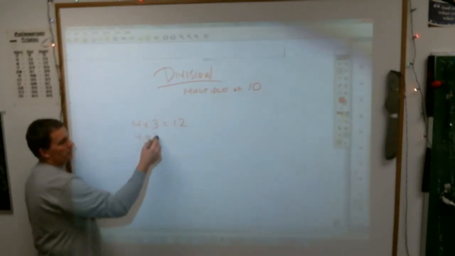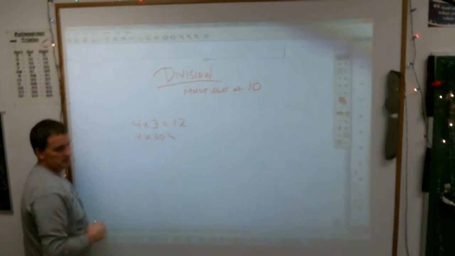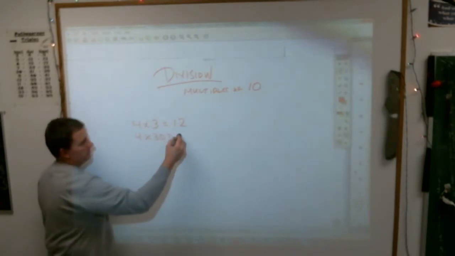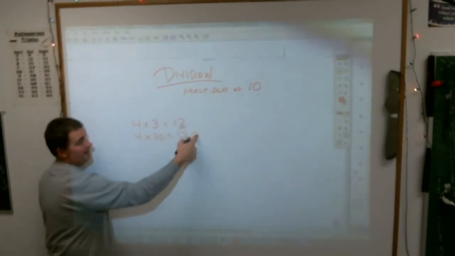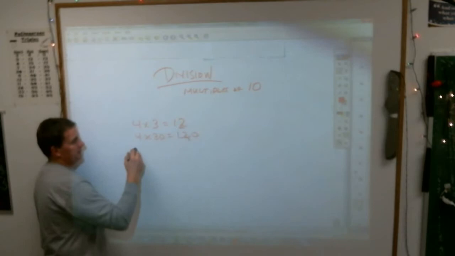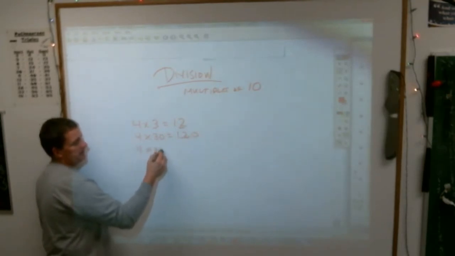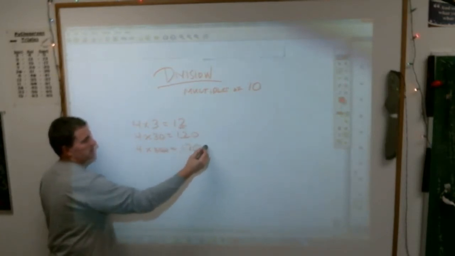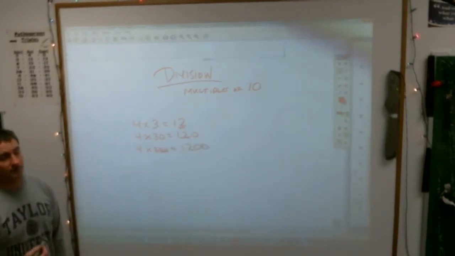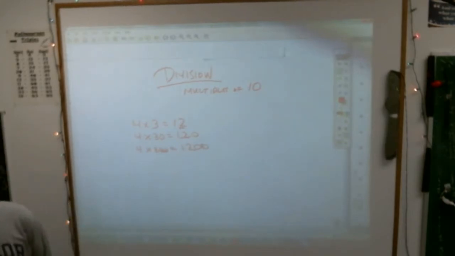You should know that 4 times 30 is what? Right, it's 120. It's the same digits, except since this one ends with an extra 0, that ends with an extra 0. Same thing here. If it was 4 times 300, you're still going to get the 12, but because that ends with 2 zeros, you add 2 zeros on it. So when you do your division by those things, it really shouldn't change anything.